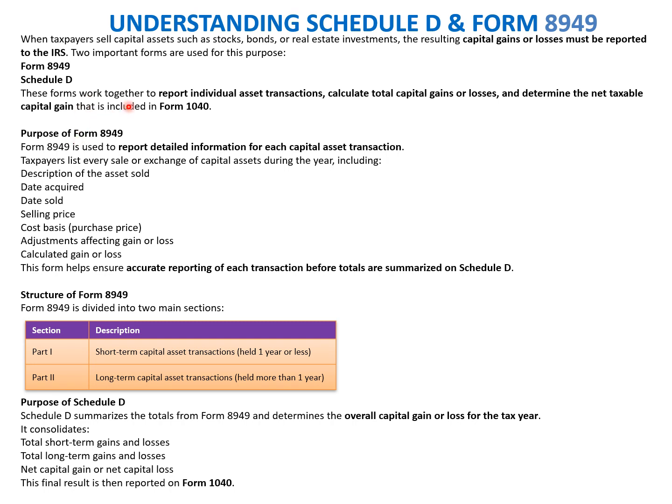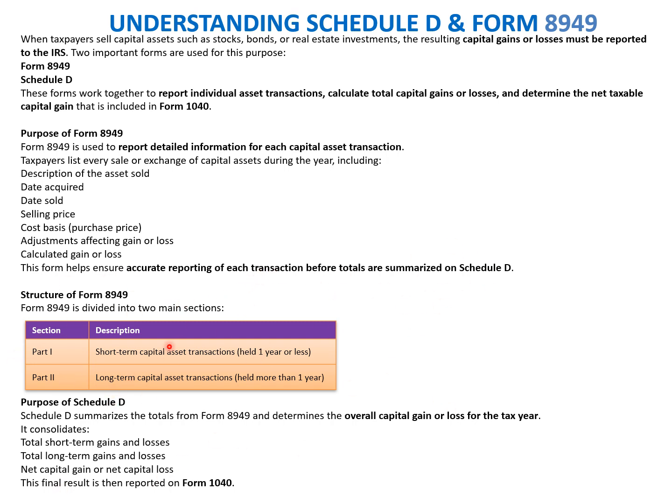These forms work together to report the individual asset transactions, calculate the capital gain, and determine the net taxable gains, which are included in Form 1040. So what is the purpose of Form 8949? Form 8949 is used to report the detailed information for each capital asset transaction. The taxpayer lists every sale or exchange of a capital asset, including the description of the asset, date acquired, date sold, selling price, cost basis, adjustment to basis, and calculation of the capital gain or loss. This form helps to ensure accurate reporting of each transaction before totals are summarized in Schedule D.